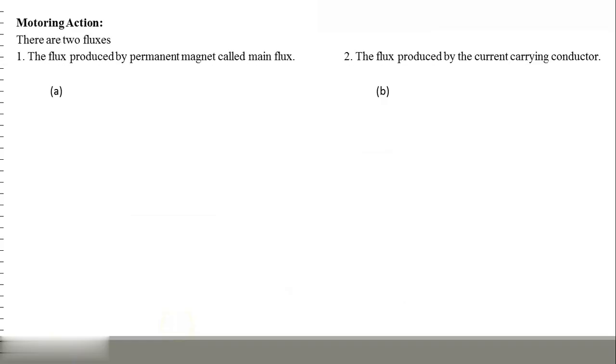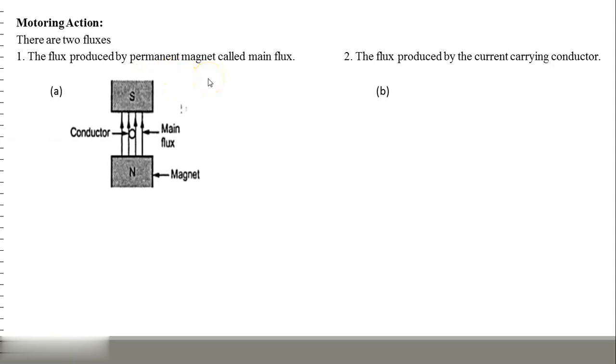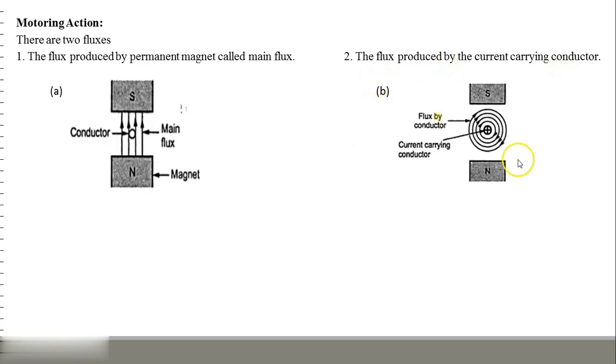To explain the overall operation of DC motor, students should know about two fluxes. These two fluxes are basic reasons to get the motoring action from the DC machine. They are the flux produced by the permanent magnet called main flux. See figure A. Here flux lines are traveled from north pole to south pole, and another flux produced by current carrying conductor. See the diagram B. The conductor, that is current carrying conductor, placed in between main poles of the motor. It is the direction of flux produced by current carrying conductor, right?